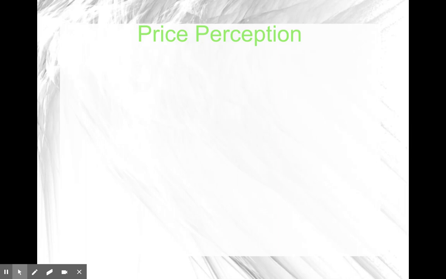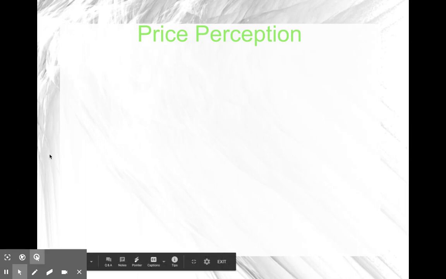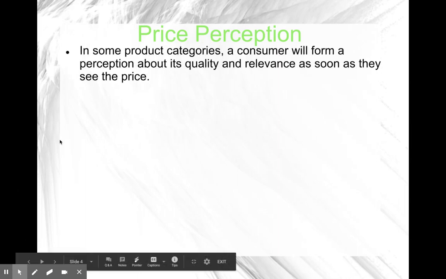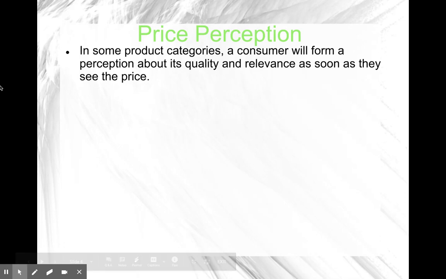And I believe this is going to be the last one for today. We talk about price perception. So, in some product categories, a consumer will form a perception about its quality and relevance as soon as they see the price. So, this is what I was talking about earlier. If everything else is $50 and we find an item for $30, for a lot of us, our first impression is it's cheaper, it's made cheaper, and the quality is not as good. And that's why it's $30.